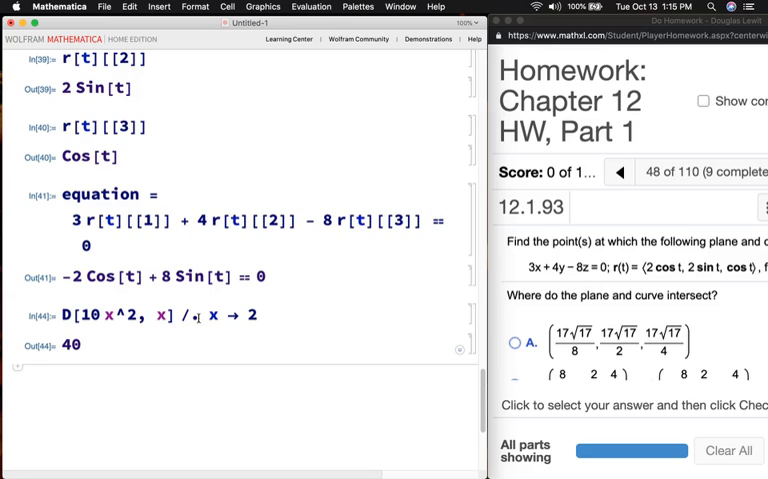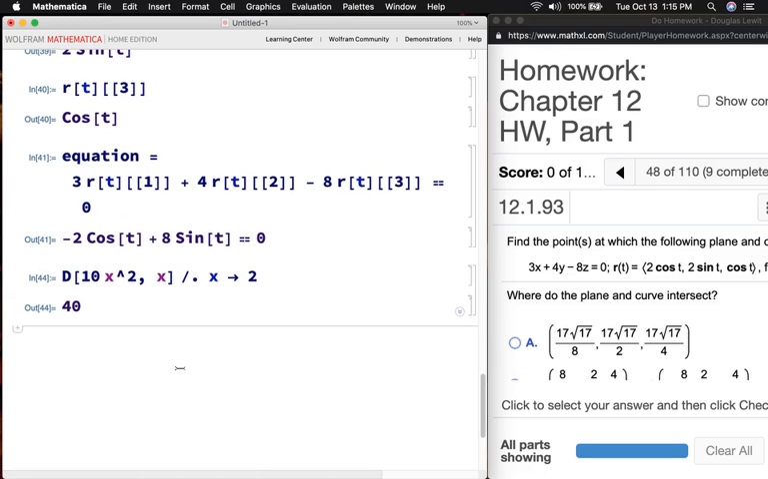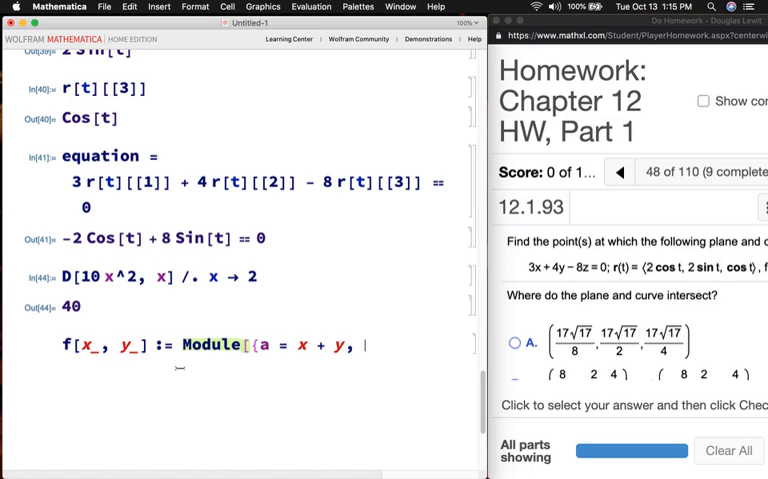Also, when you're defining functions in Mathematica, you can define what are called local variables. For example, f of x and y, Module, z is equal to x plus y. Or we could do something like this. How about a is equal to x plus y, b is equal to x minus y, and then a times b.